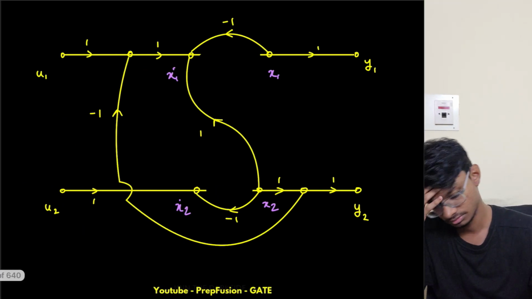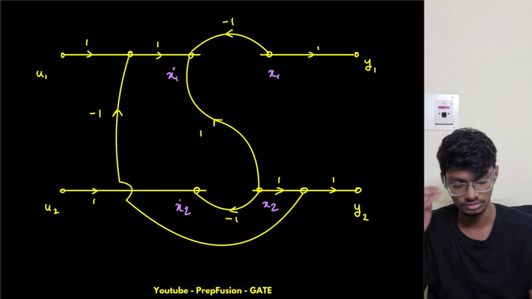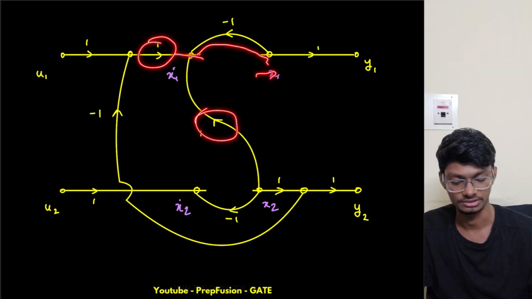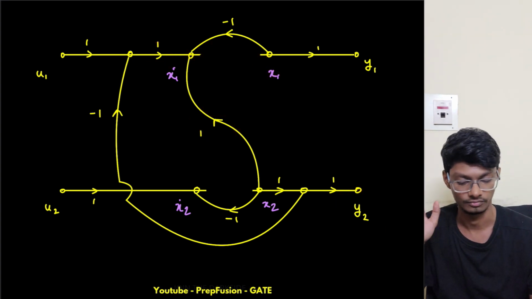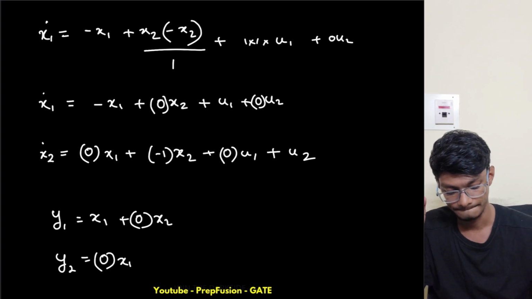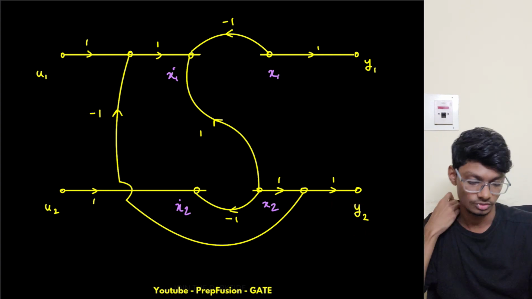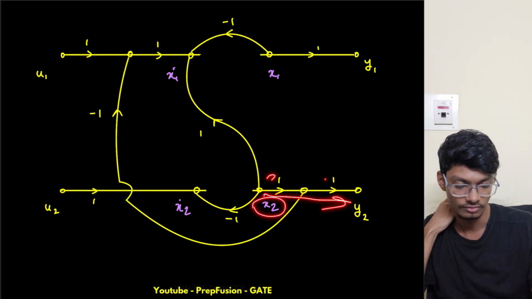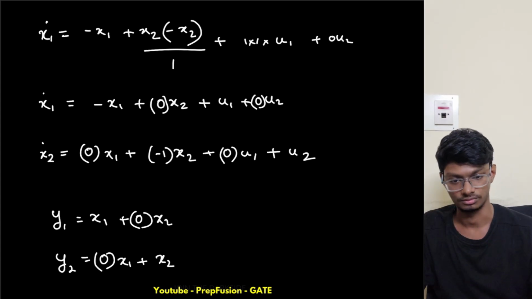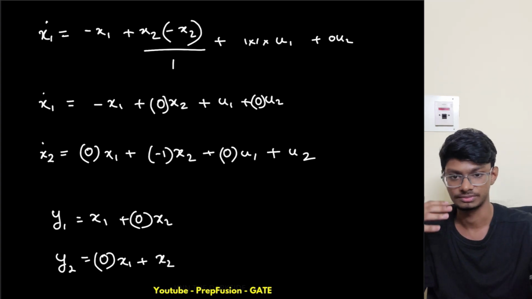Now y2, can y2 be reached from x1? So x1 is here, I can go from here. No, this is against the flow and this is also against the flow. I can't reach y2, so the coefficient of x1 will be 0 only, plus this y2. From x2 we go to y2 directly, 1 times x2, so the coefficient is 1 only. So yeah, this is basically my state space equations and state space representation.